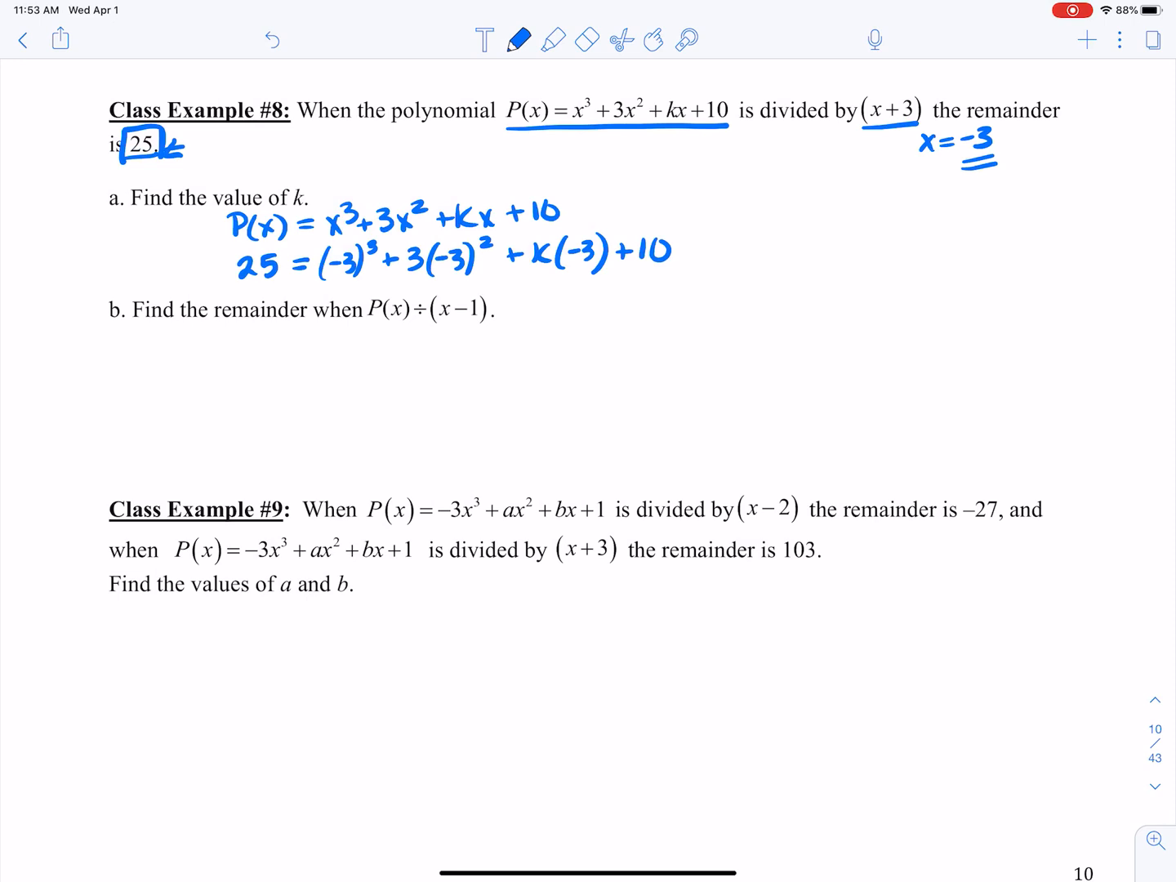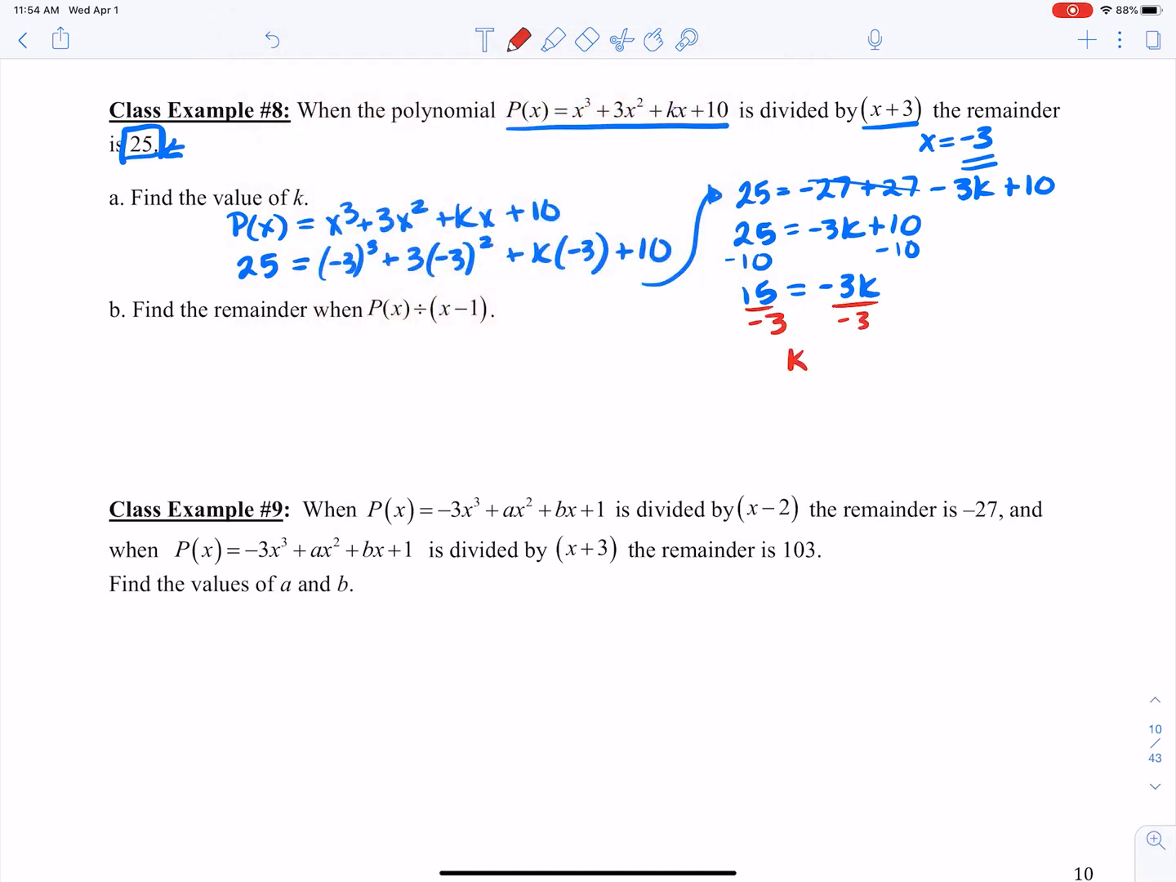All right, now we just got to do a little bit of simplification here. So I know that this is negative 27 plus 27 minus 3k plus 10. These cancel out nicely. And then I have 15 is equal to negative 3k. And if I divide out that negative 3, I determine that k is equal to negative 5.